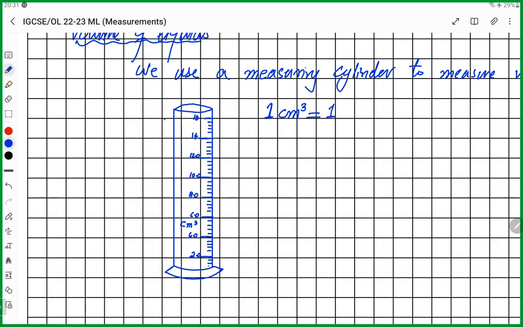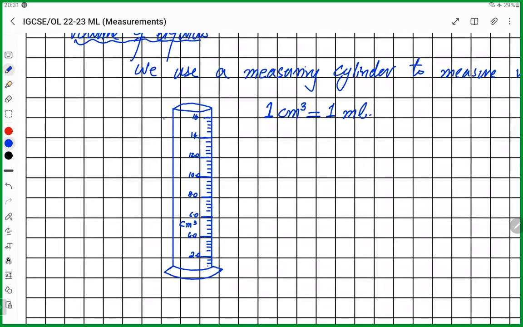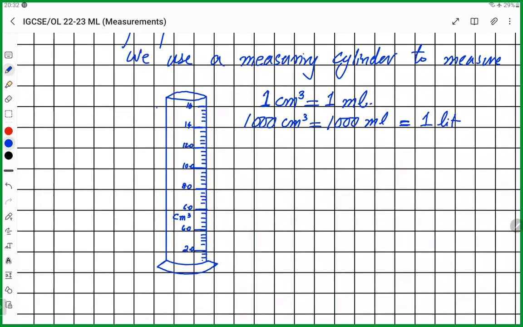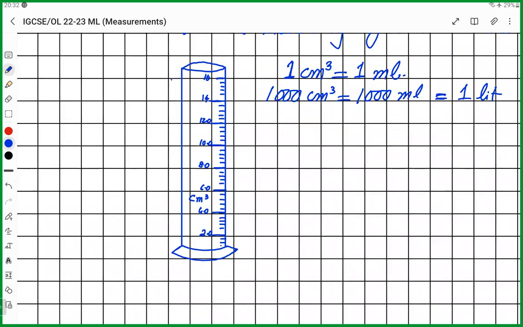1 centimeter cube equals 1 milliliter. 1,000 centimeter cube equals 1,000 milliliter, which equals 1 liter. Now, readings are always in centimeter cube or milliliters.